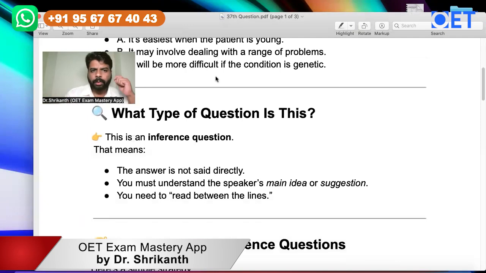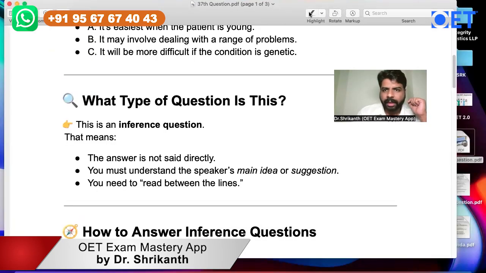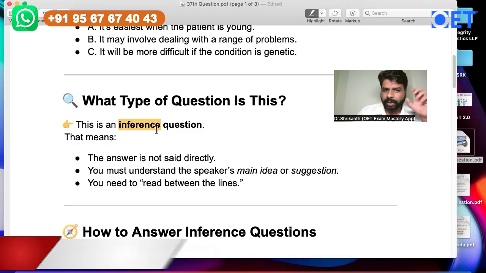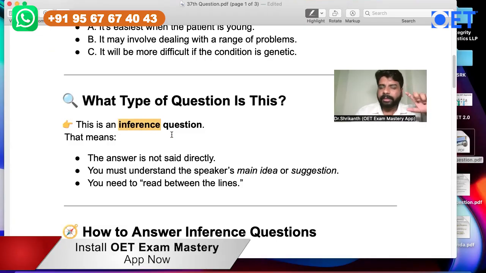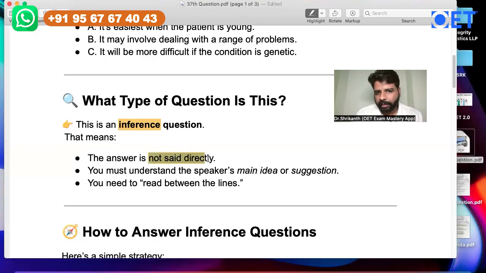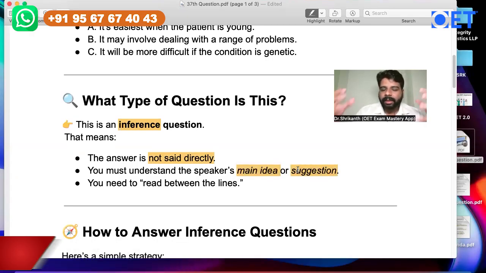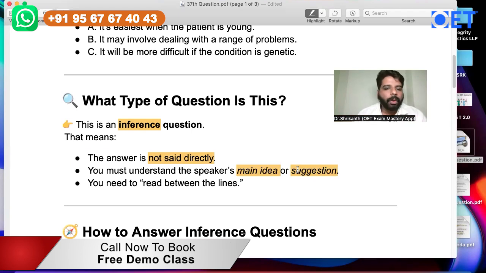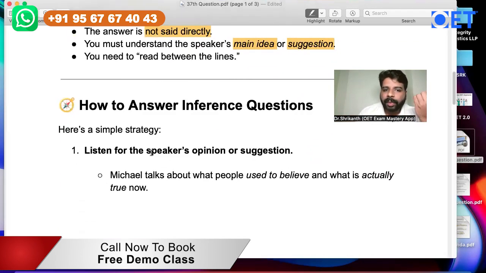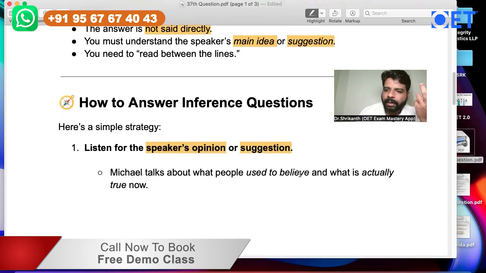So the question that we just discussed is an inference type question. It is not a direct question. Did the speaker directly say that you have to deal with a lot of problems? No, it was not said directly. It was not at all directly mentioned. So here you have to bring in the skill to understand the main idea or the suggestion. You have to really sense it from the audio. Here, listen for the speaker's opinion. That skill you should have. So Michael talks about what people used to believe and what is actually true.